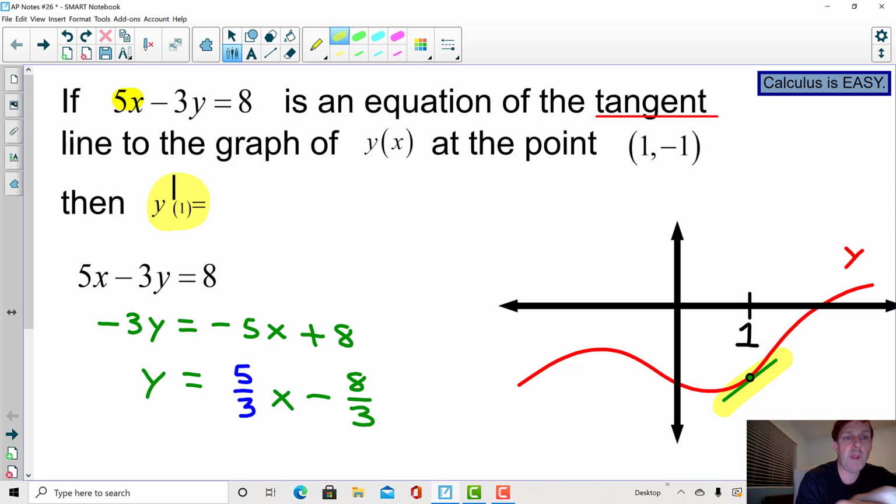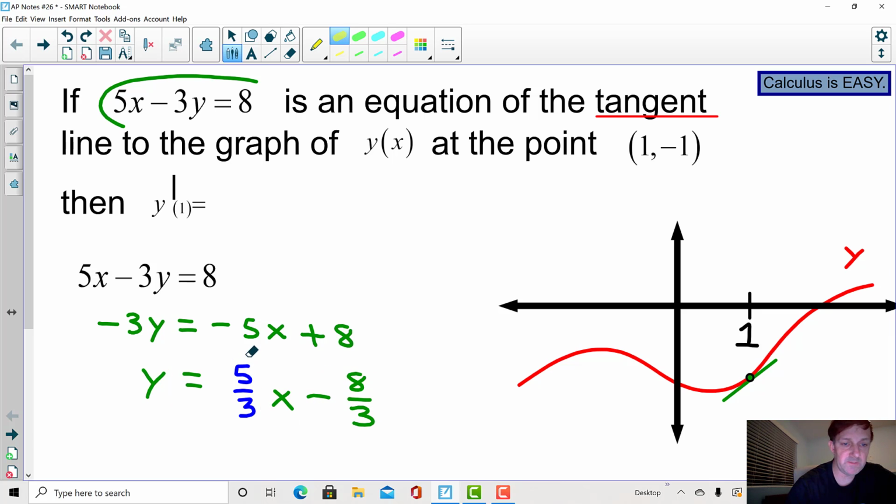And they gave us the equation of the tangent line. So what you need to do is just solve it for y. To do that, we're just going to subtract 5x from both sides. Then we have negative 3y, so we're going to divide everything by negative 3. Then you end up with y equals mx plus b.